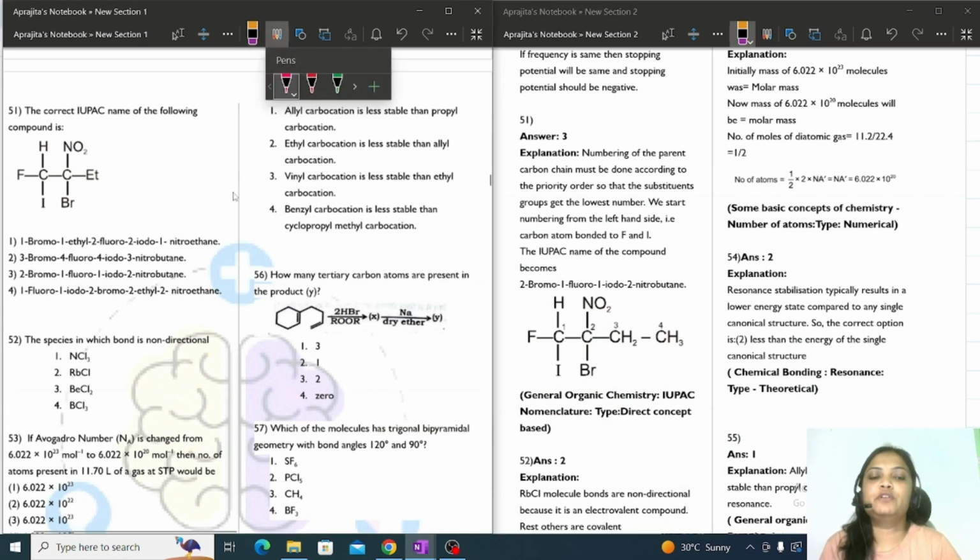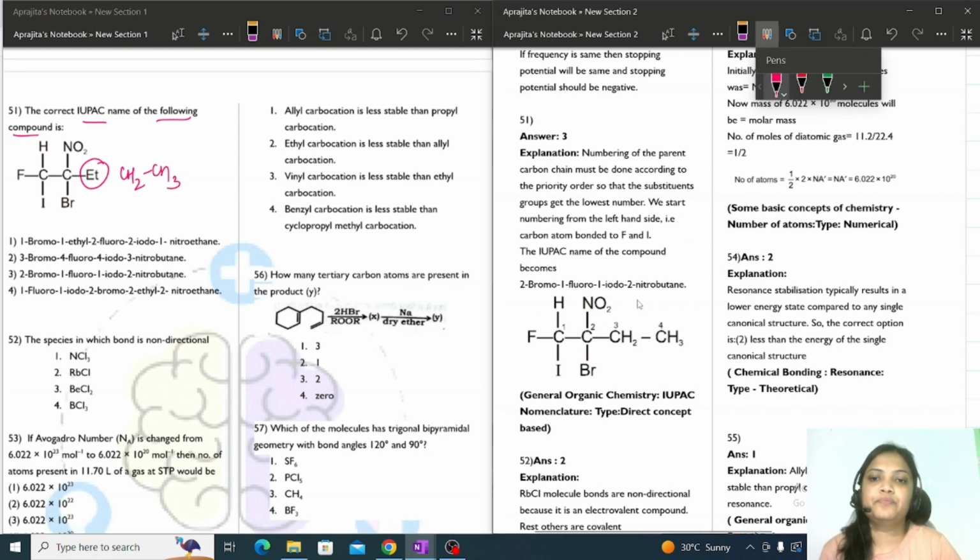So today we are going to discuss the solutions for the full length test 8. So let's start with our question number 51, which says the correct IUPAC name of the following compound is. So here Et is ethyl, that is CH2CH3. So we can write the compound like this here.